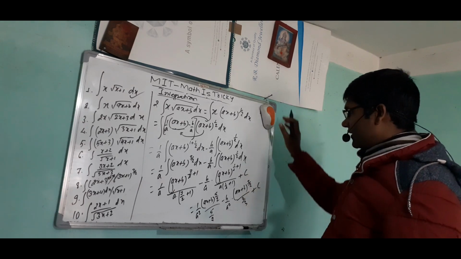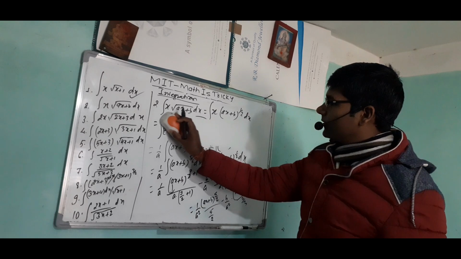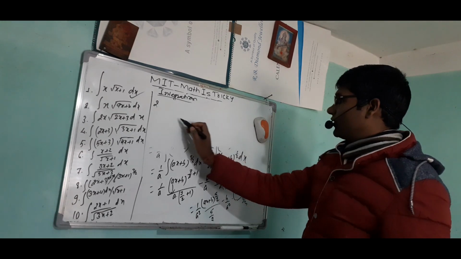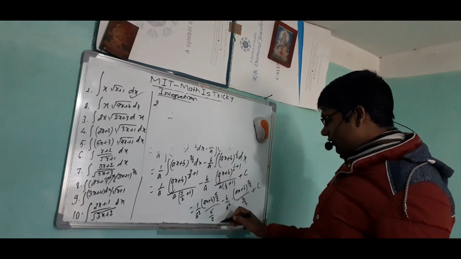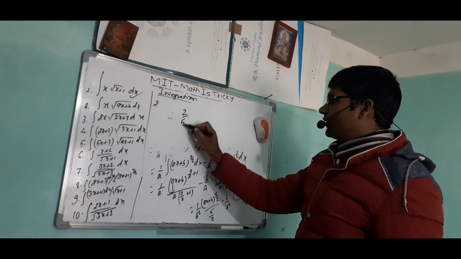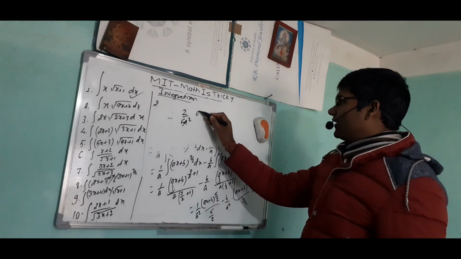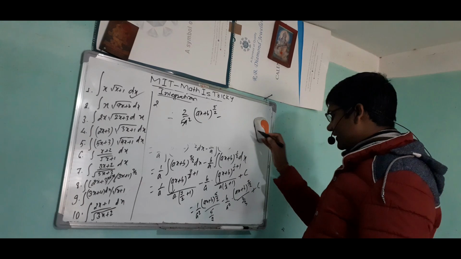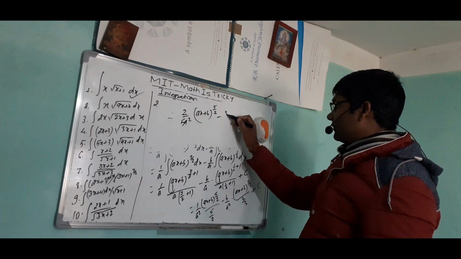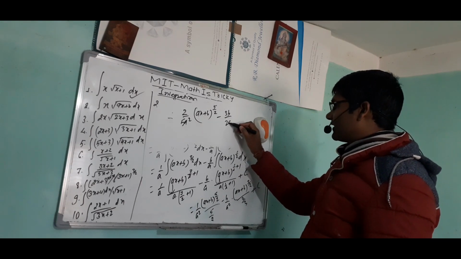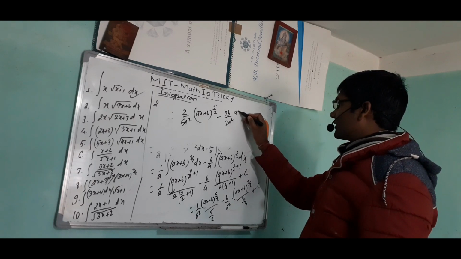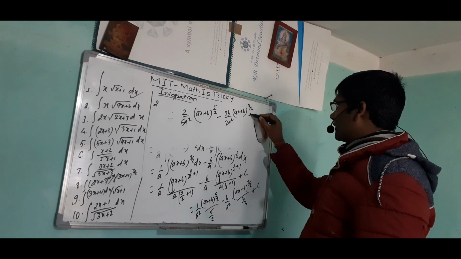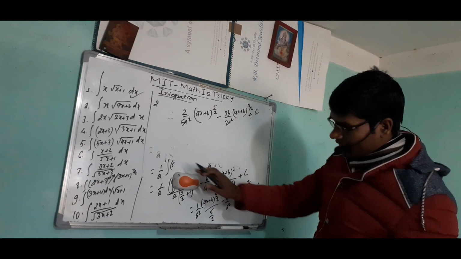And so after this you can write the final answer. So let me write here the final answer. Therefore we can write, 2 will go up, so 2 by 5 a square, ax plus b whole power 5 by 2, minus 2b by 3a square, and ax plus b whole power 3 by 2, plus c. This is our final answer.